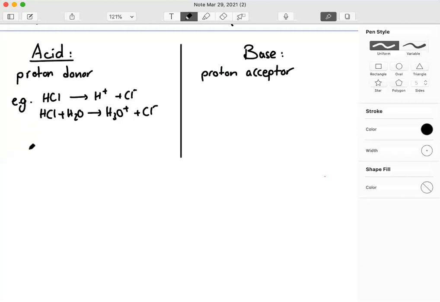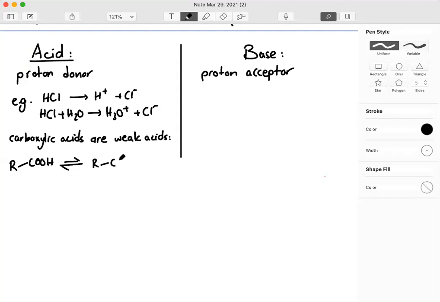طيب الكربوكسيليك acids تعتبر weak ولا strong acids؟ weak acids طبعا. weak acid يعني ايه؟ تعمل reversible reactions. It does not dissociate completely. يعني من السهل ليها اللي هي تدوب في المية.